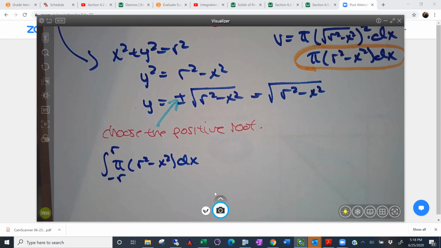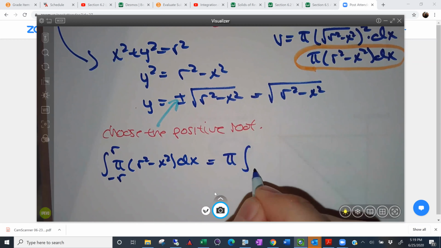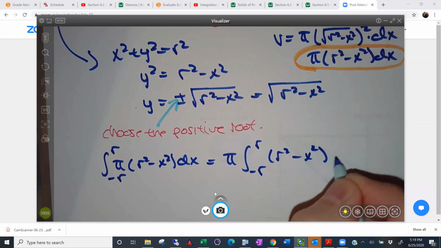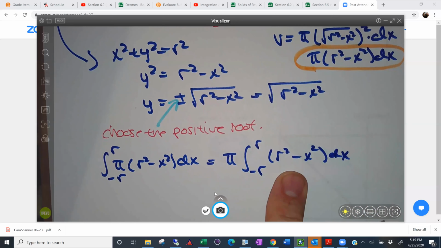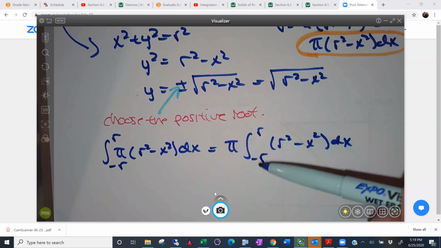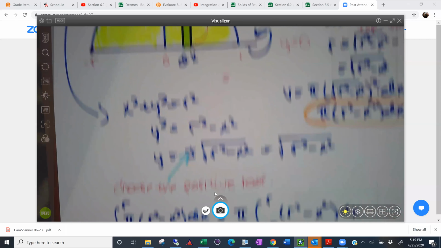Now, let's see here. Pi is a constant. I can take that out in front. So integral from negative r to r of r squared minus x squared dx. And now, there's one thing I advised you about when we started looking at things like this a little while ago, and that is if you had a symmetric interval, what should you look for? If it's an even function. Ah, awesome. If it's an even or odd function.